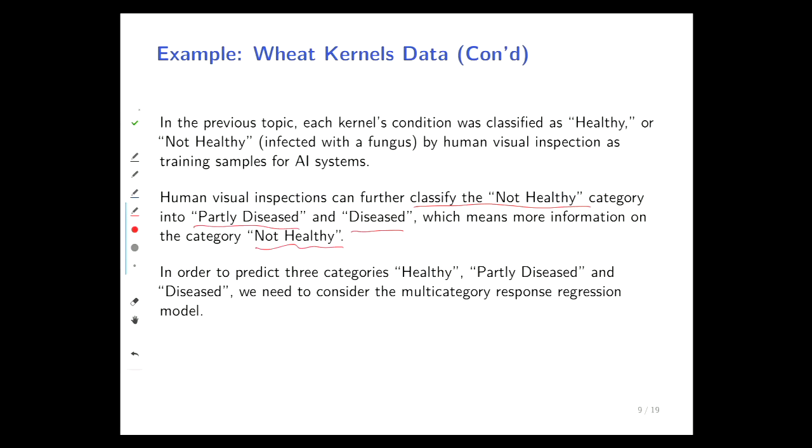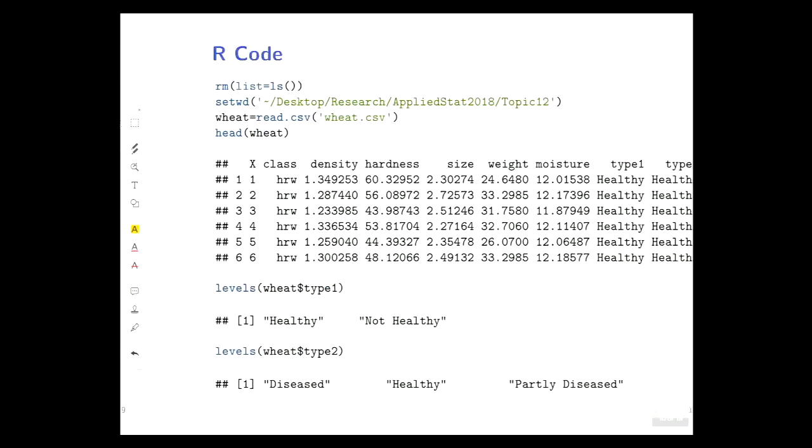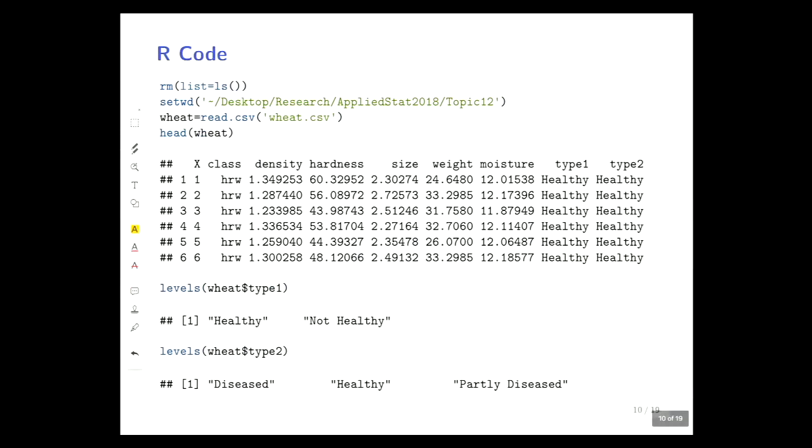And because now, in total, we have 3 categories, so we are going to consider the multi-category response regression model instead of the binary logistic regression model. So that's the difference between this real data and the data in the previous topic. So here, we are going to predict type 2, so that's our response in this topic.